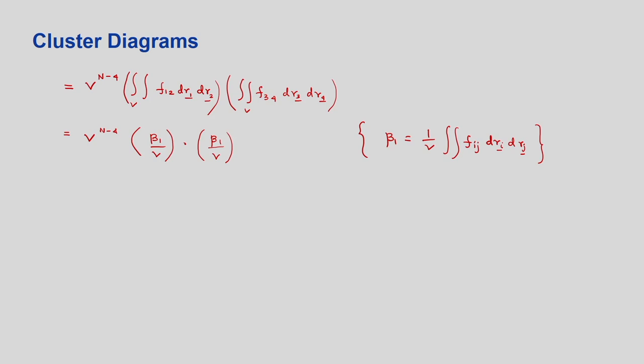Now I will further simplify it. What you have is simply Vn into beta 1 by V whole square. It means this cluster diagram, which in the initial phase we defined as filled balls connected to each other, I can now write down in this case as one cluster diagram, and this is another one.